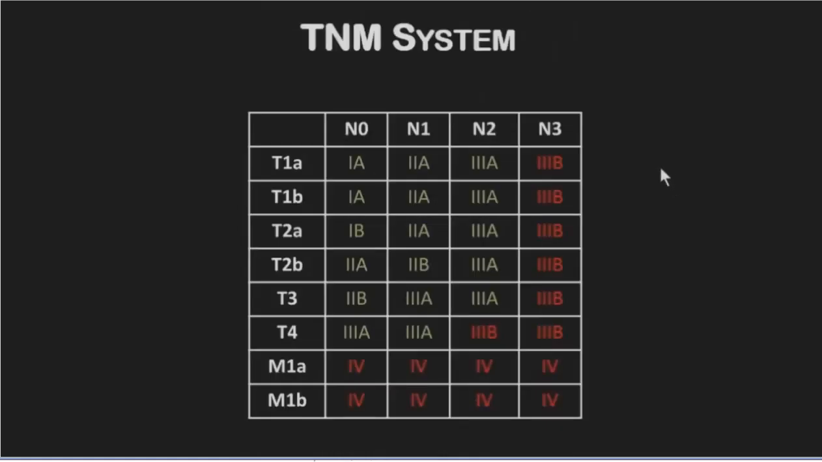So here's an overall summary of the TNM system. This is in your handout if you want to use that as a reference at some point. Really what I want to point out is that the stages that are highlighted in green, between 1A and 3A, generally are considered resectable disease, whereas those that are 3B and 4 that are highlighted in red usually are not. There are some exceptions to this.